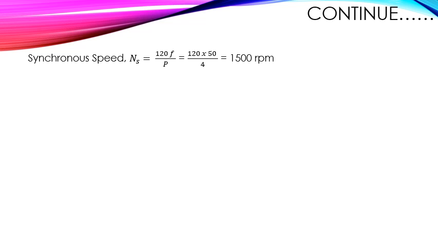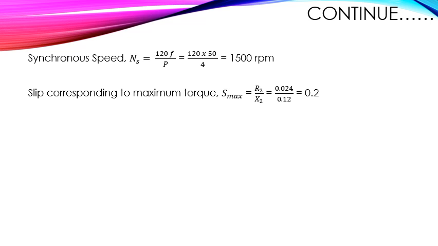First find out the synchronous speed by using the equation 120 f by P. So put the value of frequency and number of poles, and we'll get the synchronous speed as 1500 rpm. Then the slip corresponding to maximum torque, by taking the ratio of R2 and X2, is 0.2.